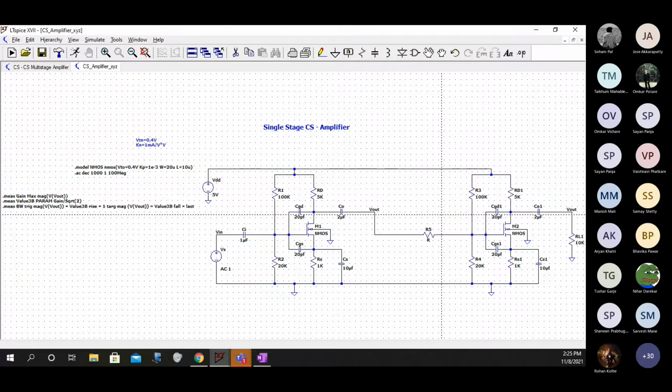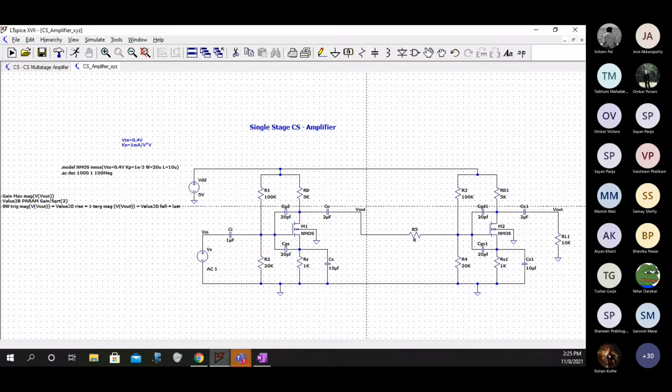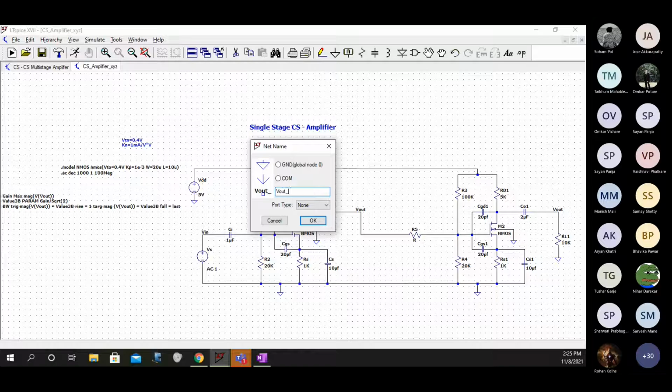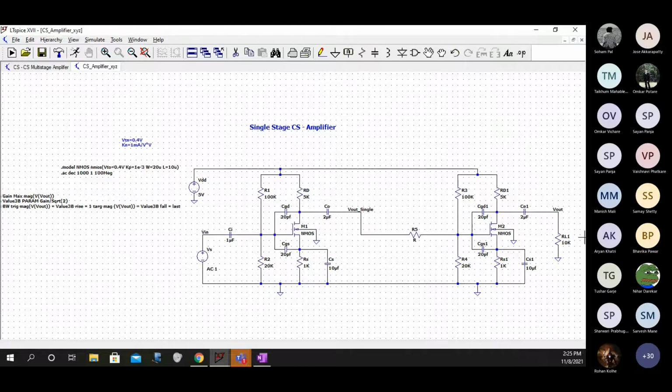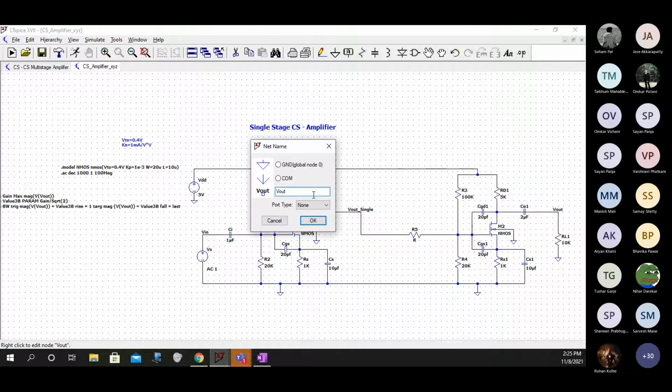So now this becomes your V in, this becomes your V out, but this you can rename to V out underscore single, and here you can rename to V out underscore multi.